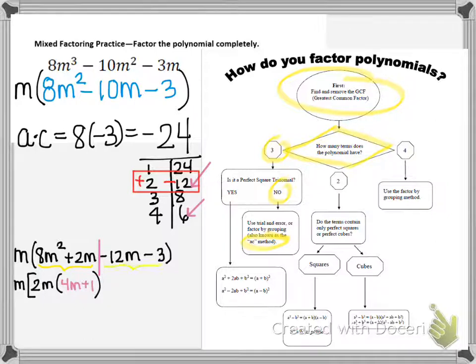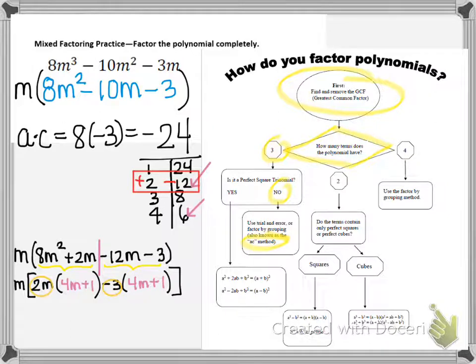Now, in the second pair of terms, since the lead coefficient's negative, I need to factor out a negative GCF. Between 12 and 3, the GCF would be negative 3. That's going to make a sign change, but look at that. Now my binomials match. I have 4m plus 1 in both spots. That's good, it means I'm on the right track, and I'm most likely going to have the correct answer.